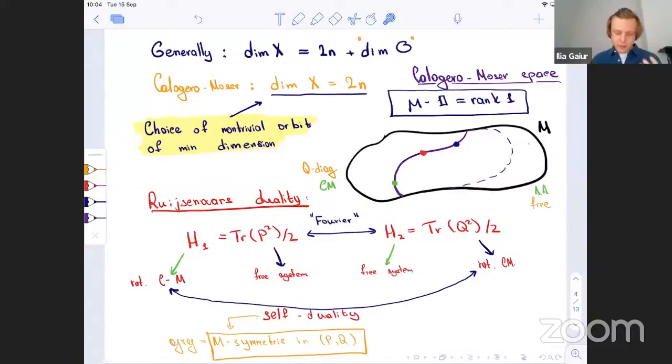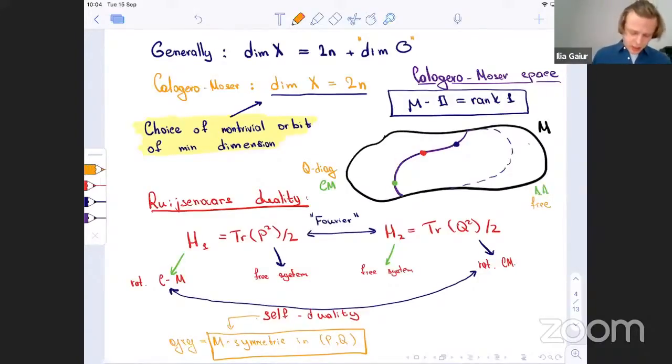What are the Calogero-Moser systems? The Calogero-Moser systems may be viewed as the systems for which the reduced space dimension equals 2n. And how to obtain it? We should choose a non-trivial orbit of the minimal dimension. And these orbits are called Calogero-Moser space and can be obtained by the following relations. So we take the moment map, our commutator, and it equals a rank 1 matrix plus the identity matrix.